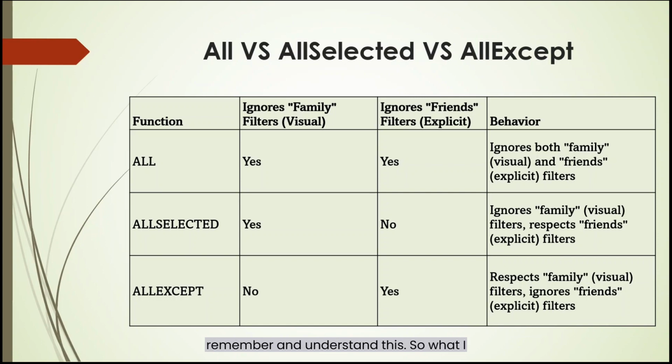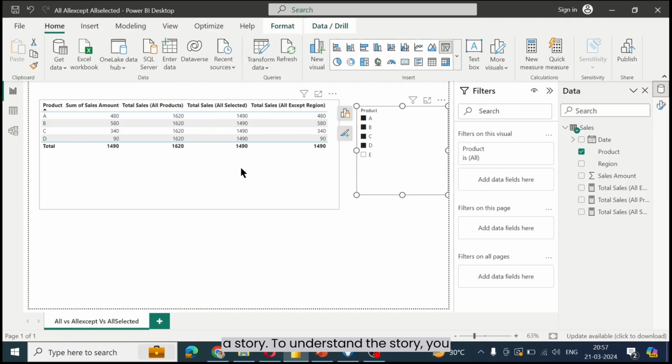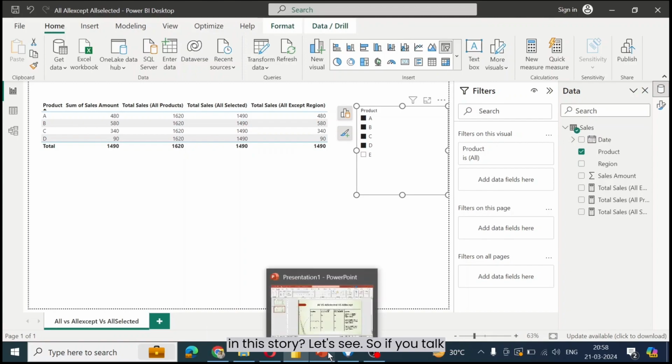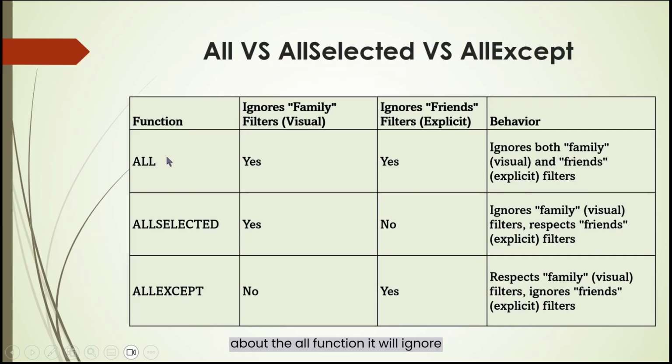So what I will do, I will try to make this easy by explaining this thing with the help of a story. To understand the story, you need to assume that this visual label filter will act as a family, whereas this explicit filter will act like friends. Now, what exactly happens in this story? Let's see. If we talk about the ALL function, it will ignore visual as well as explicit filters. What that means is the ALL function will be ignoring family as well as friends. So he's like a spoiled brat.